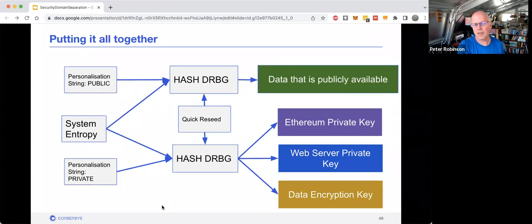So putting it all together, what it could look like is something like this, where you have your personalization string, which I'm shortening to just public, but obviously you need all that other information. And then you've got, say, personalization string private, and you're feeding system entropy into two PRNGs. And each time you request a new piece of information, like generating a key or some data, you do a quick reseed of the PRNG. So even if the whole system is snapshotted, you'll still end up with different values. So it'll be hard to predict.